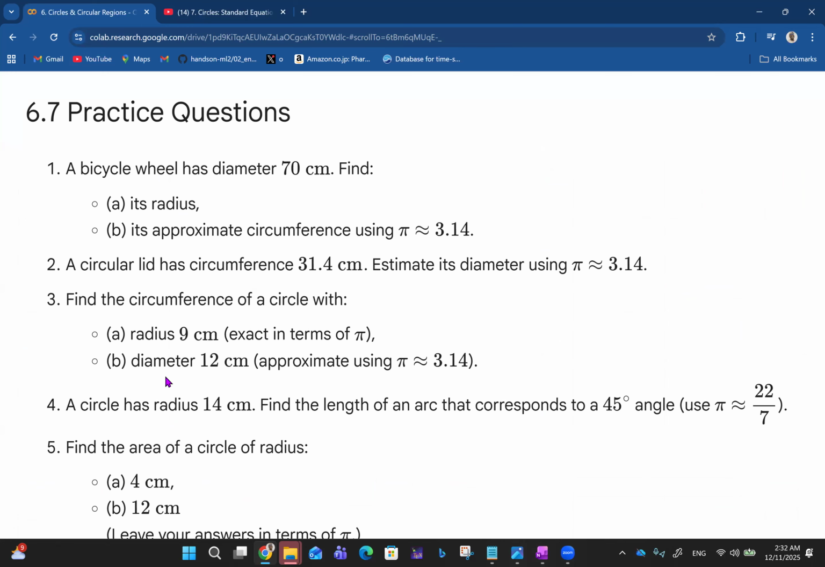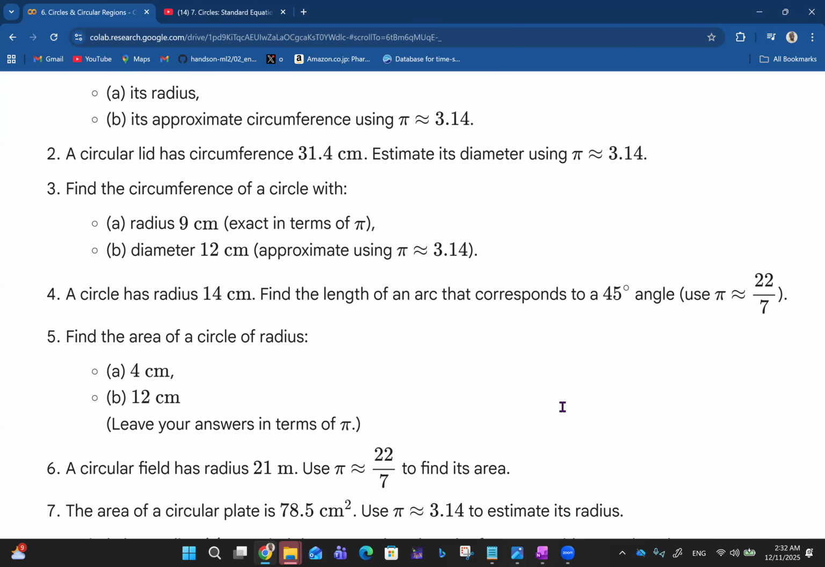Circumference is 2 pi r, or pi d, basically. So a circle has radius 14, and you find the length of an arc that corresponds to 45 degrees. Easily, that's 45 over 360 degrees, because we are talking about an arc length now. So 45 over 360 times 2 times 22 over 7 times 14, and you simplify that out and you're good.